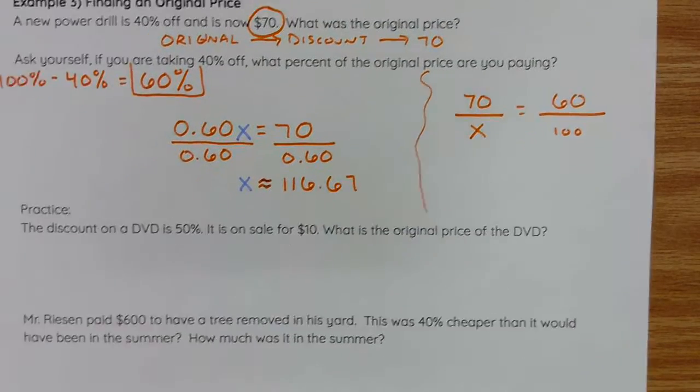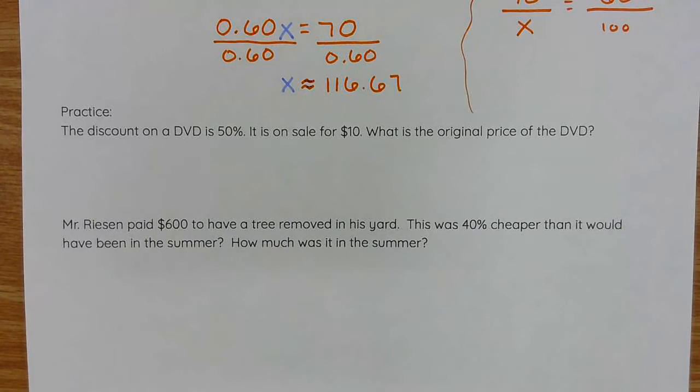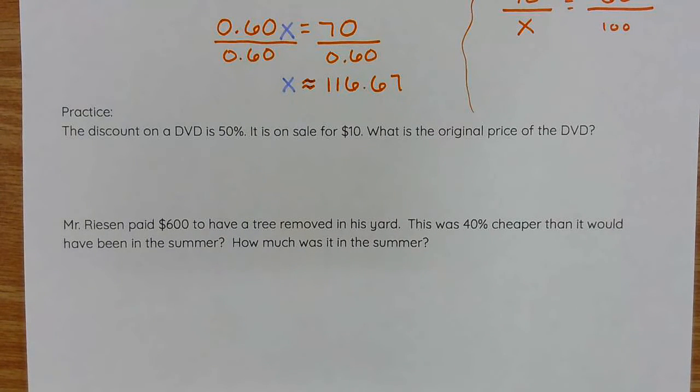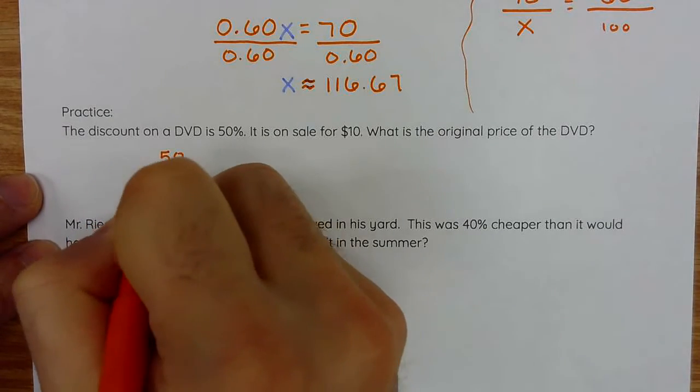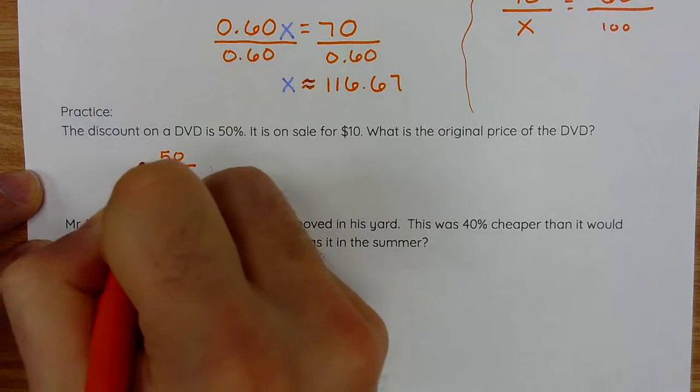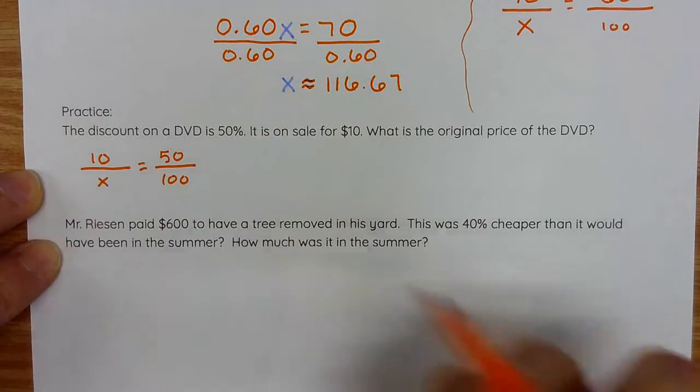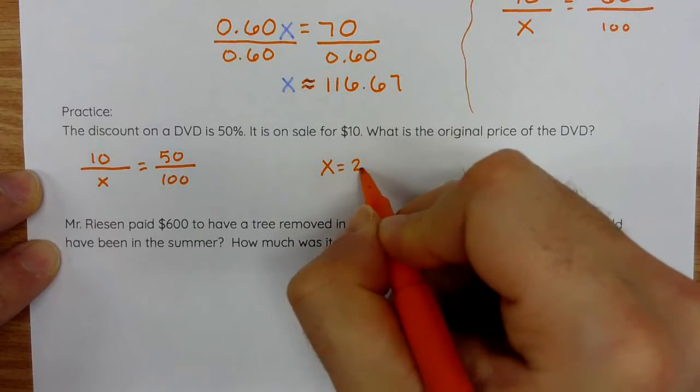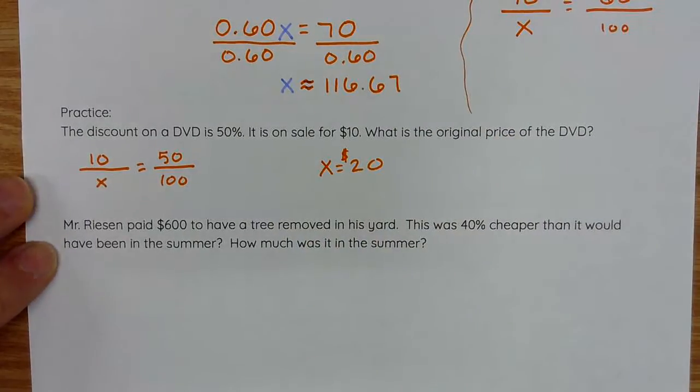Let's look at two more examples of that. So the discount on a DVD is 50%. It is on sale for $10. What is the original price of the DVD? Okay, so we can think about this one a little logically. If 50% off gets me 10, 50% is what I'm paying, the other 50%. So I'm trying to think, okay, 50% of what number is 10? That one's a little easier. X equals 20. So it's a $20 original price.